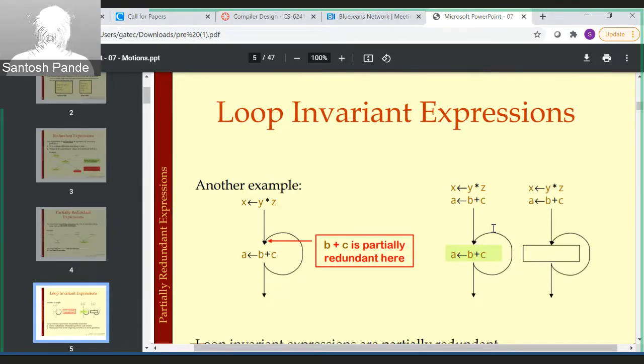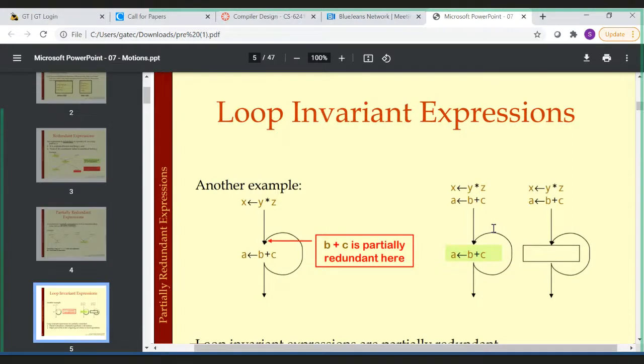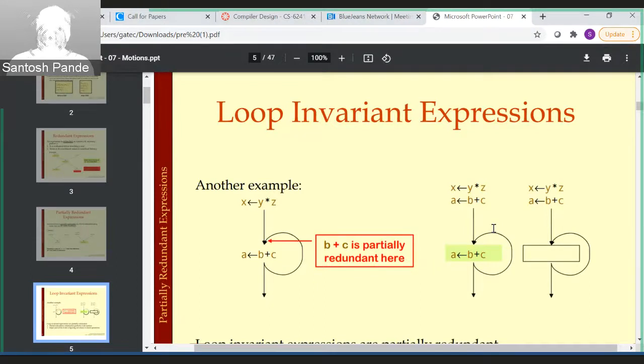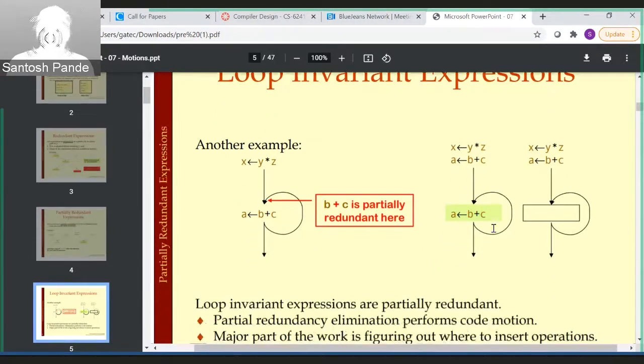And here is one case which really prompted what we call partial redundancy being solved as a problem. So look at this example over here. On the left-hand side loop, this expression, A is equal to B plus C, is executing inside the loop. It is constantly executing, millions of times perhaps.